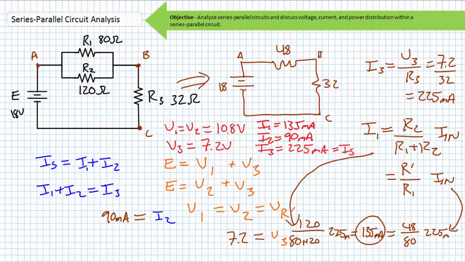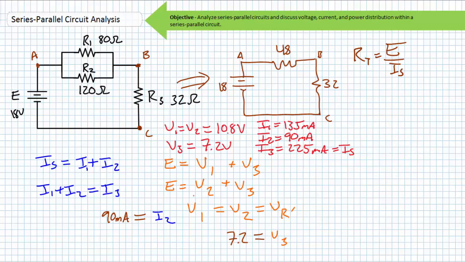This being said, total resistance calculations are a great means of checking one's work. After all has been said and done, the total resistance seen by the source should be equal to the source voltage divided by the source current via Ohm's law. RT equals E divided by IS. The total resistance calculated in this manner should be equal to the total resistance calculated via traditional resistance methods.